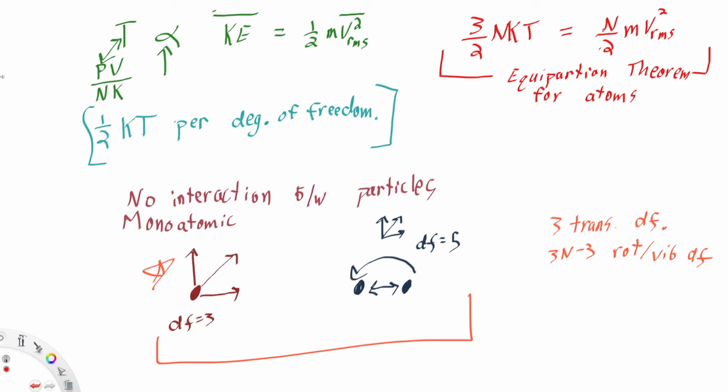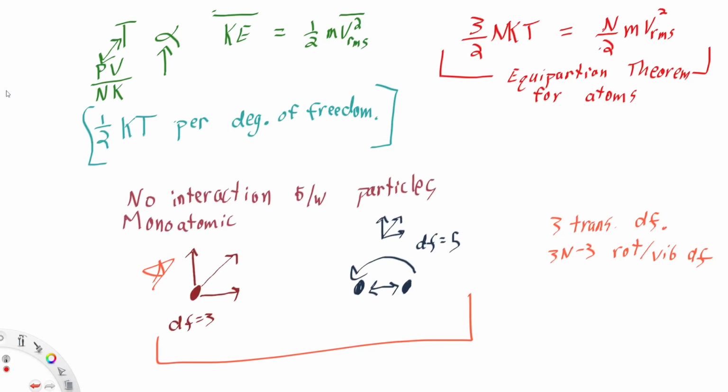All right, so two takeaways from this so far. The two takeaways we want. Oh, why is it 3/2? It is 3/2 because there are 3 degrees of freedom. So there's 1/2 kT energy per degree of freedom. And if you've got 3 degrees of freedom, then in total you have 3/2 NkT of energy.